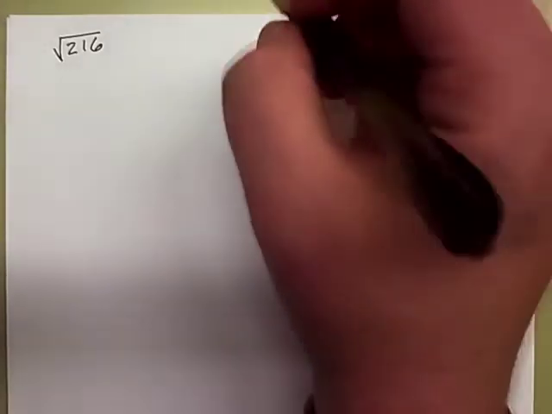All right, so let's do a couple more examples. Let's take a look at the square root of 216. When it comes to finding prime factorizations, the thing I'm really looking at is, can I divide by 2?